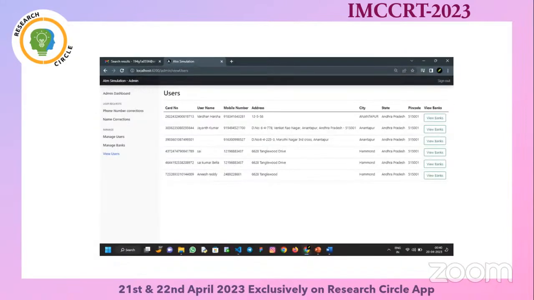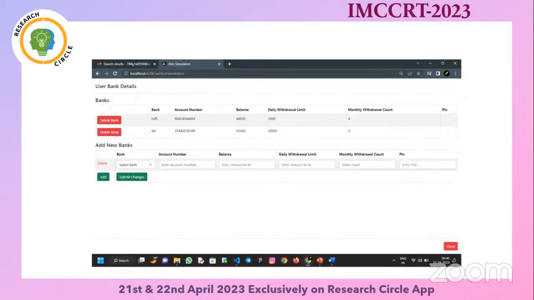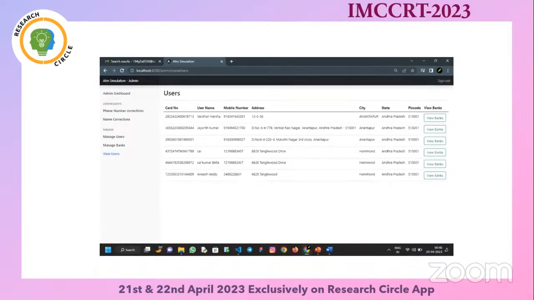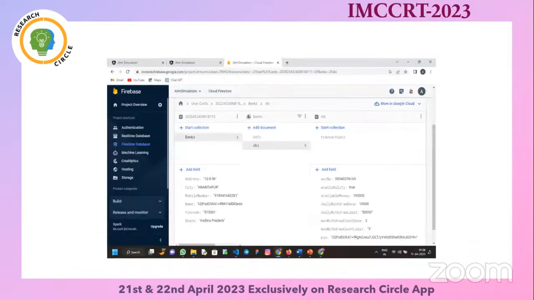And this is from where the admin can see the user details, and this is the list of banks of the particular user after selecting the view banks button, as mentioned in this screenshot. And I have used the Angular and Firebase combination to develop this project. And for the purpose of security, or hiding the sensitive details, we have used the AES cryptographic algorithm from the JavaScript libraries.